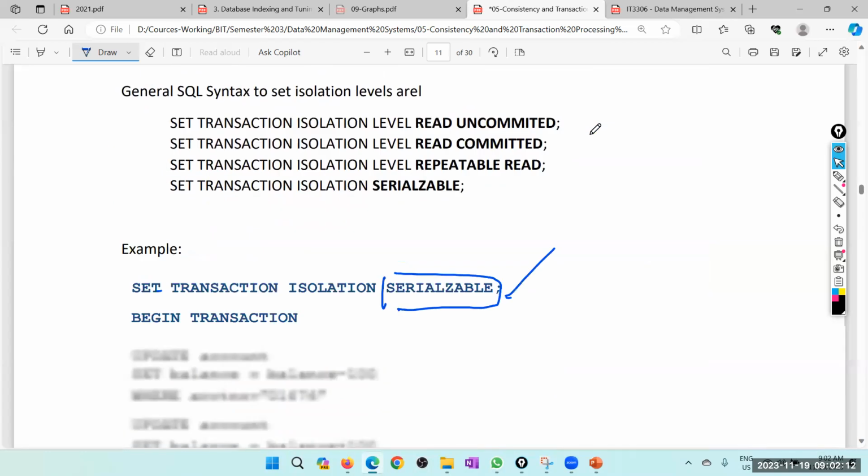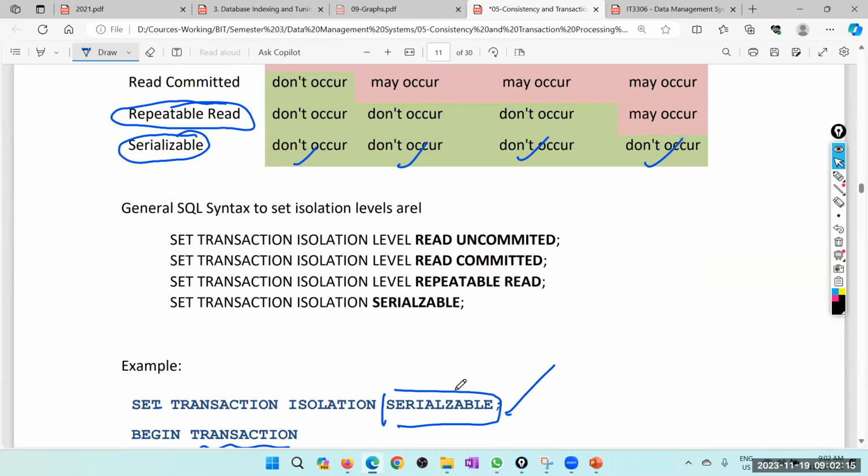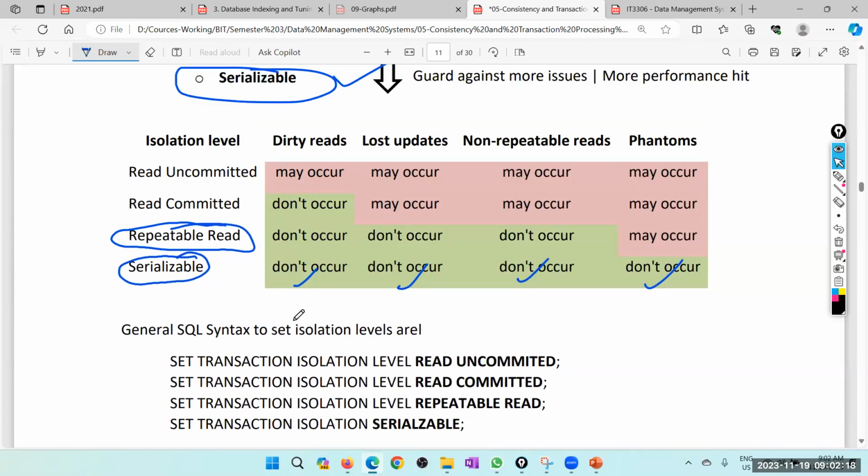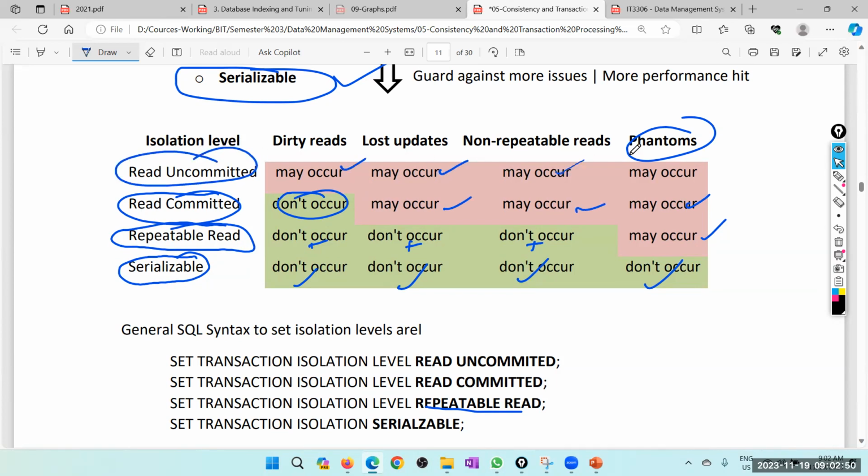But if you set it not to serializable, but rather repeatable read, set transaction isolation level repeatable read, that means dirty reads will not happen, lost updates will not happen, non-repeatable reads will not happen, but phantom is still possible. If you set it to read committed, dirty reads will not happen, but others are possible. If you set it to read uncommitted, that means all these are possible. That is sort of a default level.